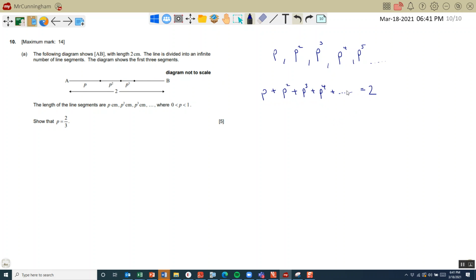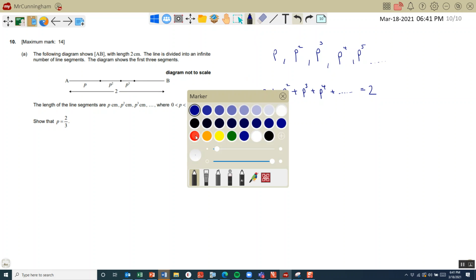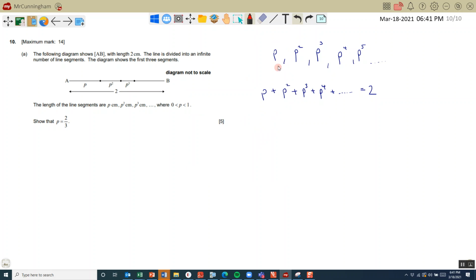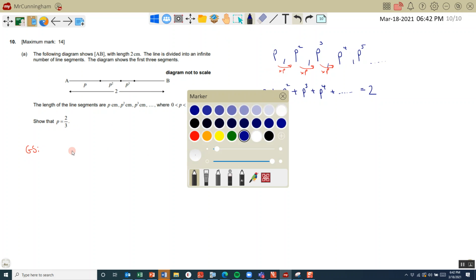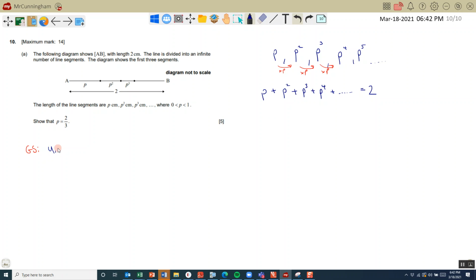And this is a geometric sequence, because if I look at it, what do I multiply the first term by to get the next term? I multiply it by P. P times P is P squared. Multiply P squared by P, and I get P cubed. Multiply P cubed by P, and I get P to the 4. So we've got a geometric sequence, and our first term, U1, is equal to P, and our common ratio is also P.